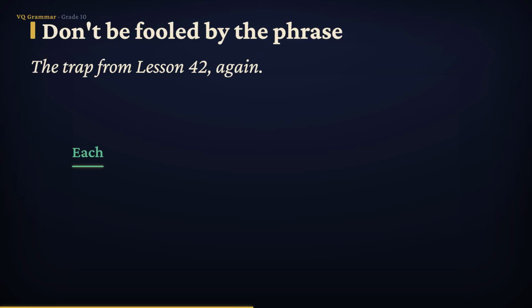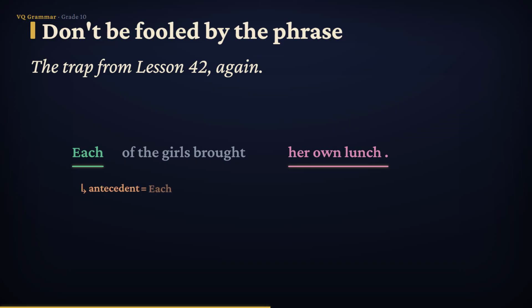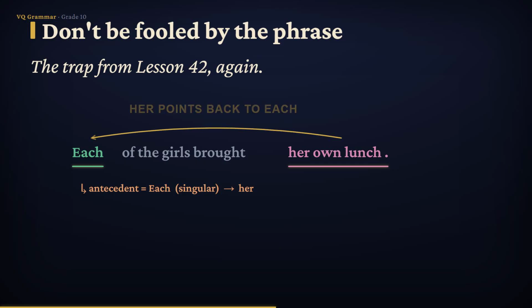Here is the sentence. Each of the girls brought her own lunch. Your ear hears girls, which is plural, and it badly wants their. But girls is not the antecedent at all. Girls is buried inside a prepositional phrase, and a phrase can never change the number of the word standing in front of it. The real antecedent is each, and each is singular, so the pronoun must be her. See how her reaches back over the phrase and lands on each?